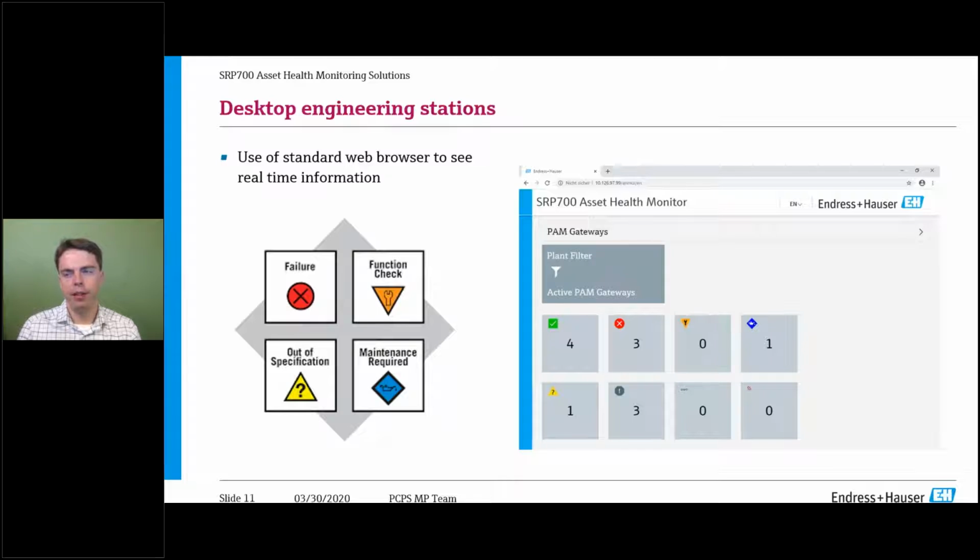Then we have out of specification. This could be a pressure transmitter, for instance, that's in overpressure, but still okay. So let's say it's set to 0 to 10 bar, but the cell can handle up to 20 bar. Then if you have 11, it will tell you, oh, I'm out of my specified range. And obviously maintenance required, with a little oil can, which is, yeah, the device needs maintenance.